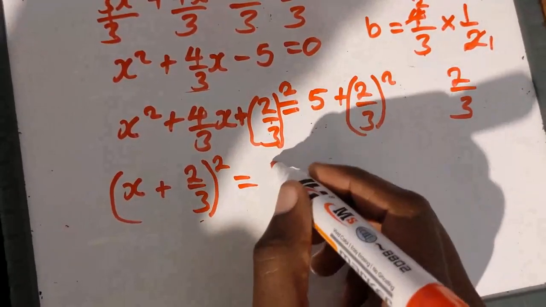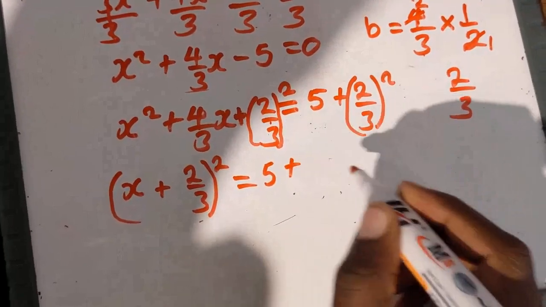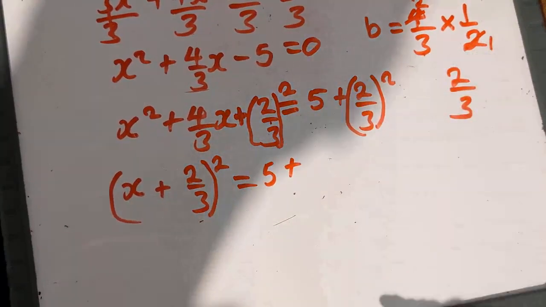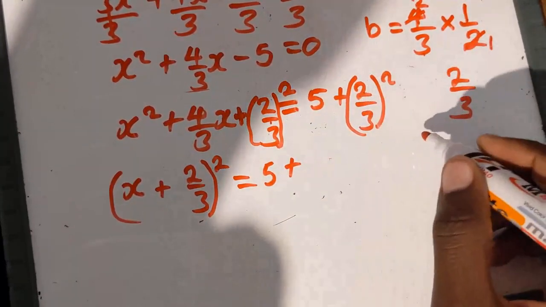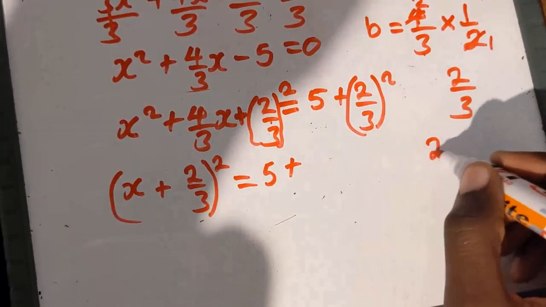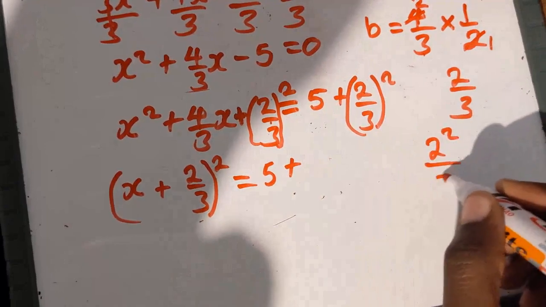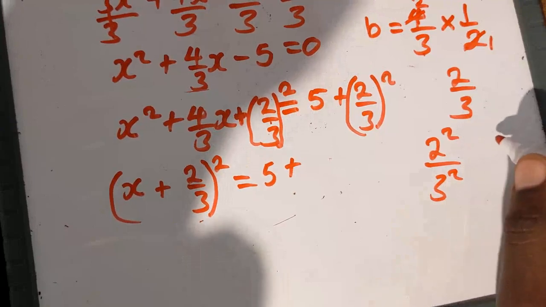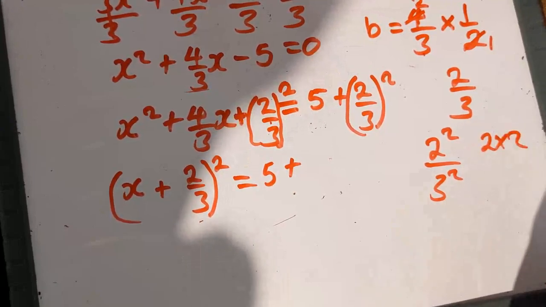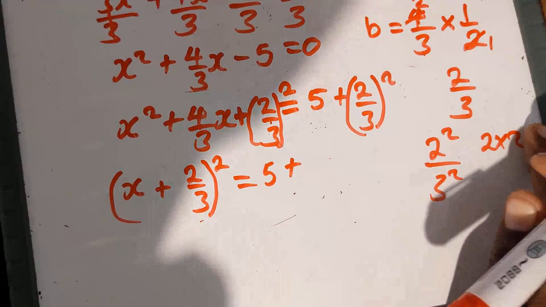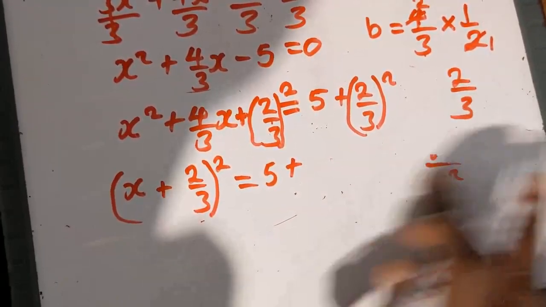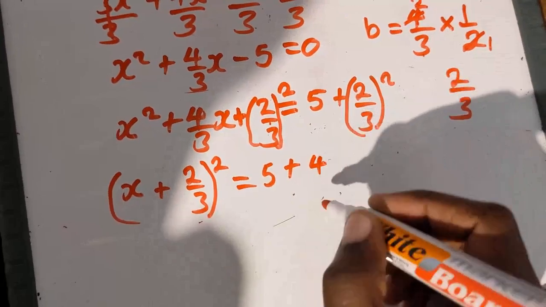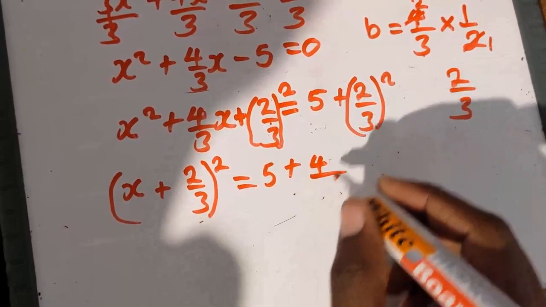So this is going to be 5 plus. So now this square, it means that it is a square of 2. It is also a square of 3. So what it means is they are just like this, 2 squared over 3 squared. And this square means just 2 times 2, okay, like that, which is 4. All right, so the square of 2 is what? Is 4. The square of 3 is 9.